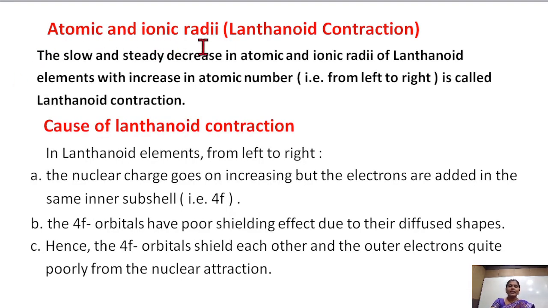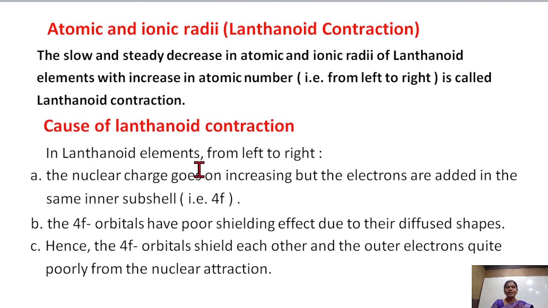Atomic and ionic radii, that is lanthanoid contraction. The slow and steady decrease in atomic and ionic radii of lanthanoid elements with increasing atomic number is called lanthanoid contraction. This is the definition of the lanthanoid contraction. What is the cause of this lanthanoid contraction?